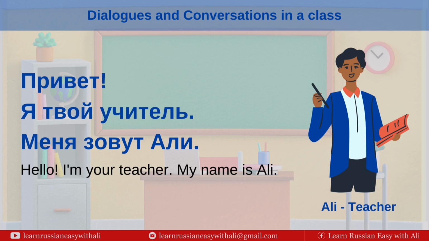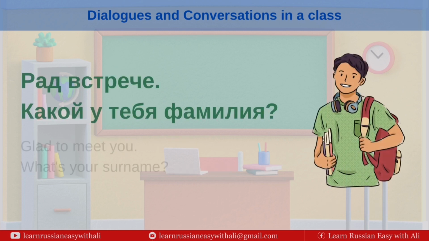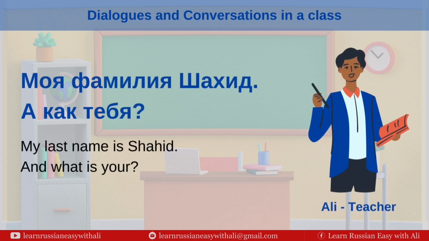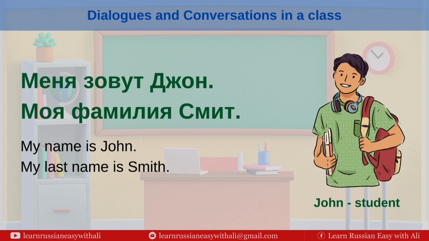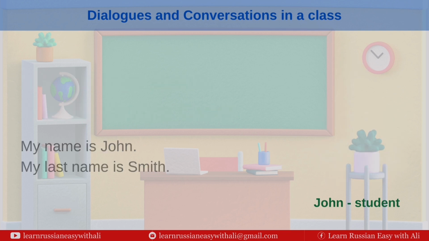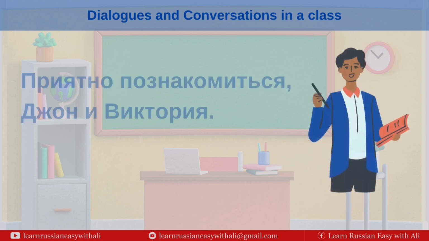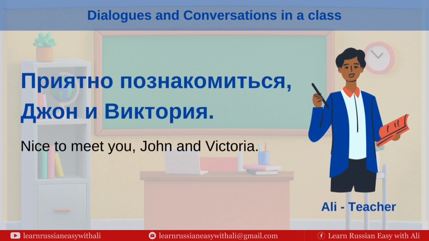Привет. Я твой учитель. Меня зовут Али. Рад встрече. Какая у тебя фамилия? Моя фамилия Шахид. А как тебя? Меня зовут Джон. Моя фамилия Смит. Меня зовут Виктория, моя фамилия Свенсон. Приятно познакомиться, Джон и Виктория.